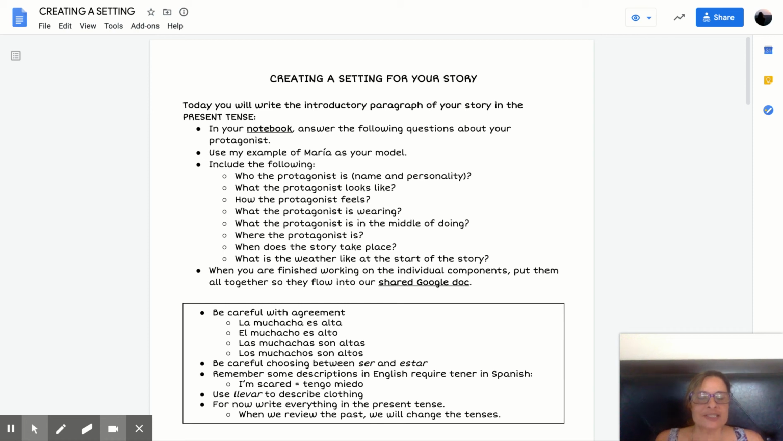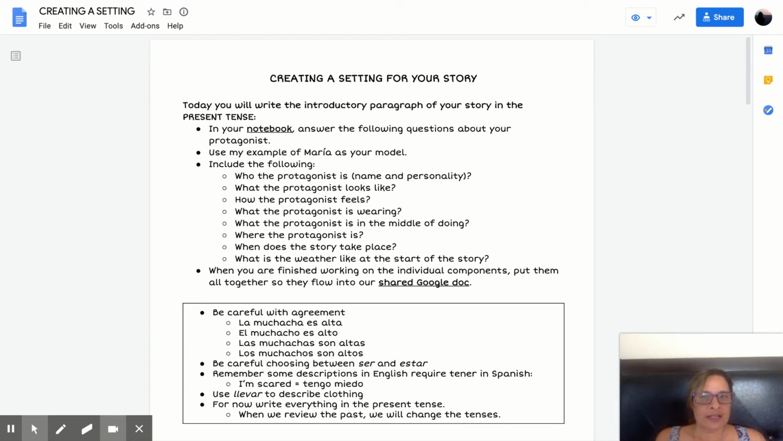Hola chicos. So today our lesson is going to focus on creating a setting for our story. We're going to spend the next 3 weeks writing a story. We have been working on adjectives so that we can describe appropriately, and today's lesson is going to focus a little bit more on that description.